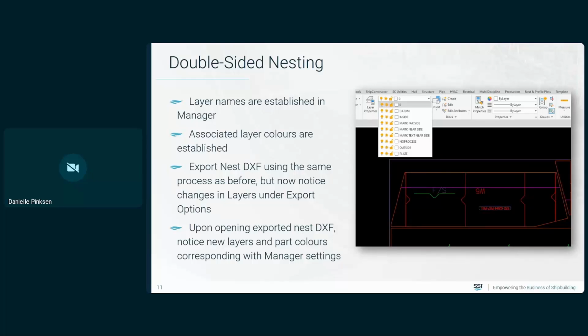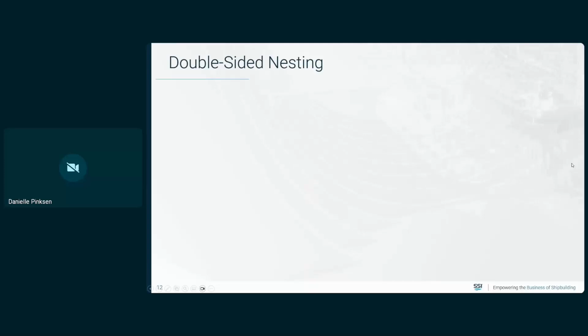Upon opening a newly exported Nest DXF, establishing these custom settings, you'll notice new layers and part colors that correspond with your criteria. One thing to note is that the actual color of the layer doesn't change. You'll still see up in the layer manager dropdown that the layers are still showing up as white. However, the parts on the layers are changing color. It's all at your discretion as well. If you still want to leave these as the same color, that's totally at your discretion. But again, the customization does exist for users.